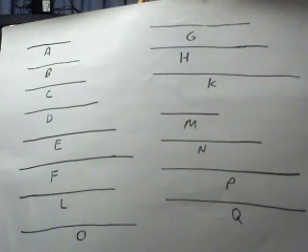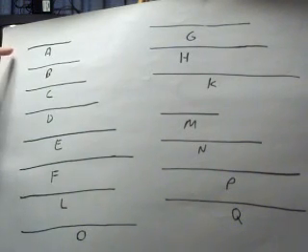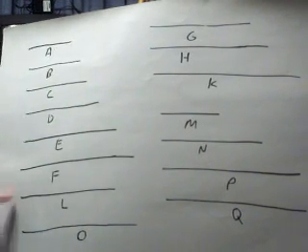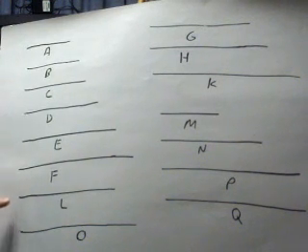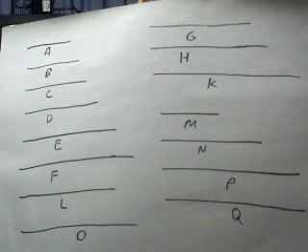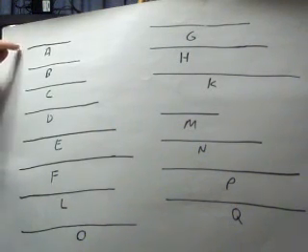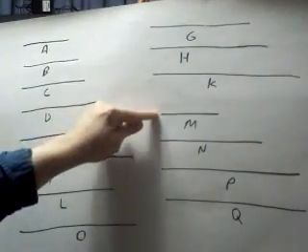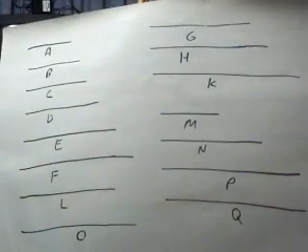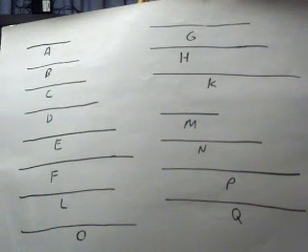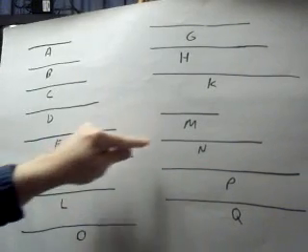For let A by multiplying B make L. A times B makes L. And let the numbers A and B by multiplying L make M and N respectively. So stop right there. A times L makes M. And B times L makes N.